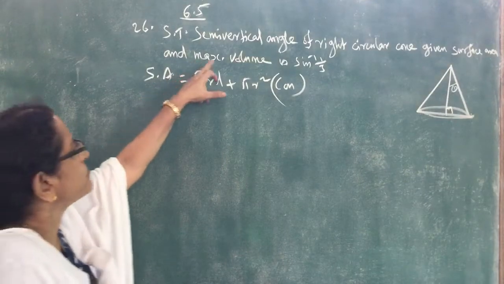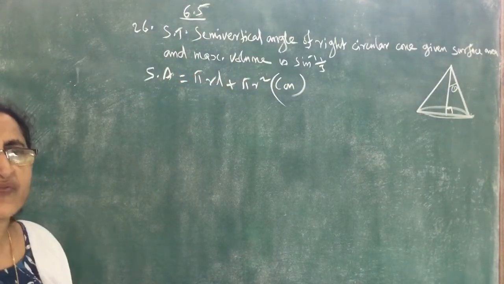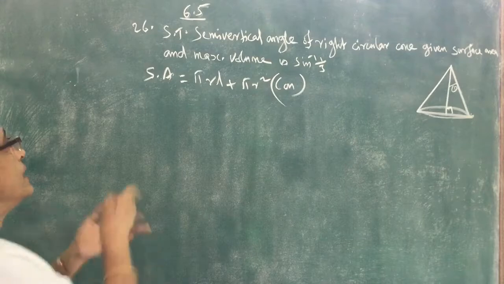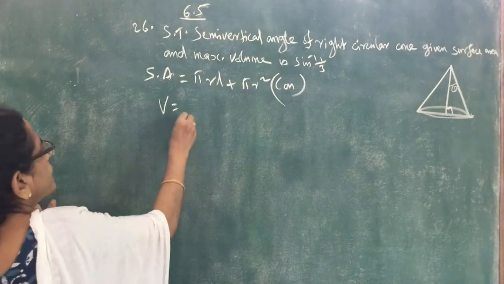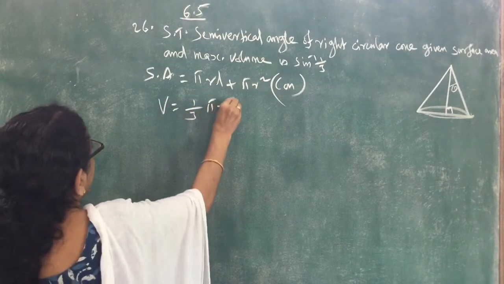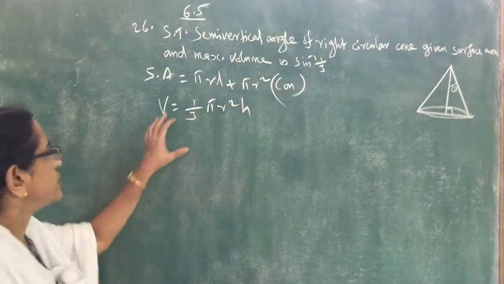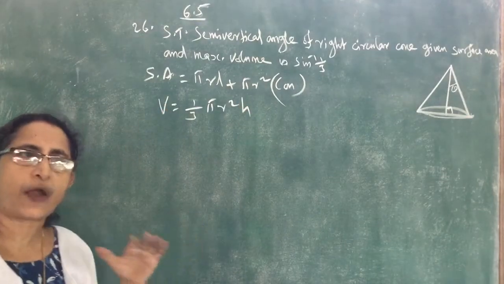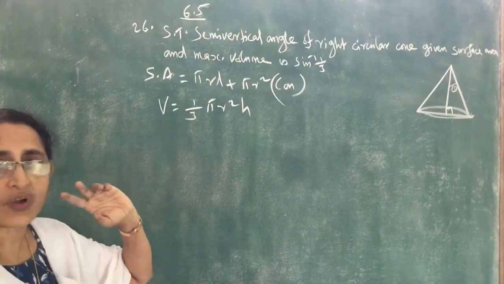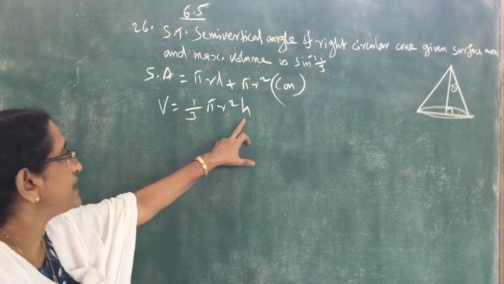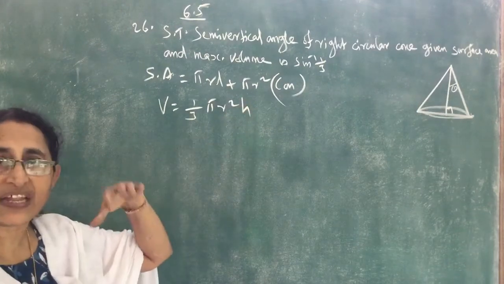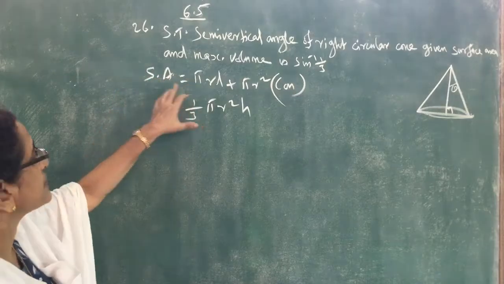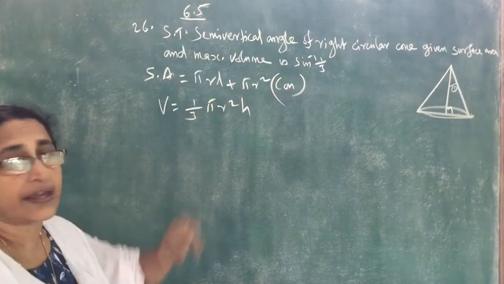And the volume should be maximum. So we have to find when the volume is maximum. So volume, what is the volume of the cone? 1 by 3 pi r square into h. So this volume is to be maximum. So we have to write V as a function of only one variable. Here there are two variables r and h. So we have to eliminate one variable using the constant surface area.